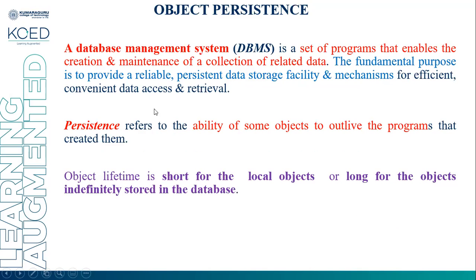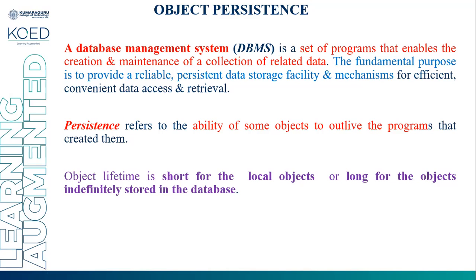What is persistence? Persistence refers to the ability of some objects to outlive the programs that created them. When an object has the ability to outlive the program which created it, that is known as persistence. That means the object is living beyond its lifetime.